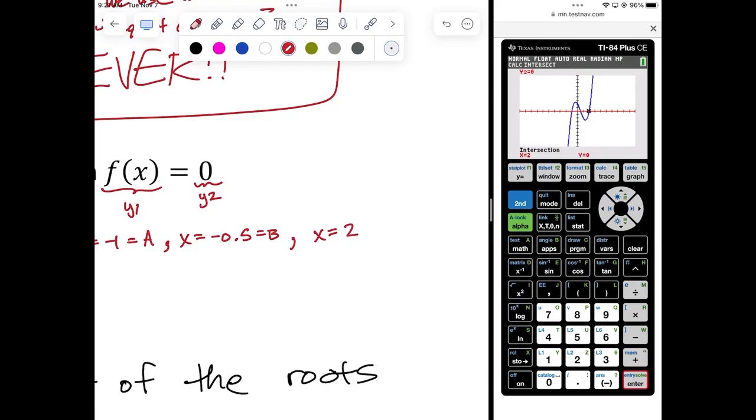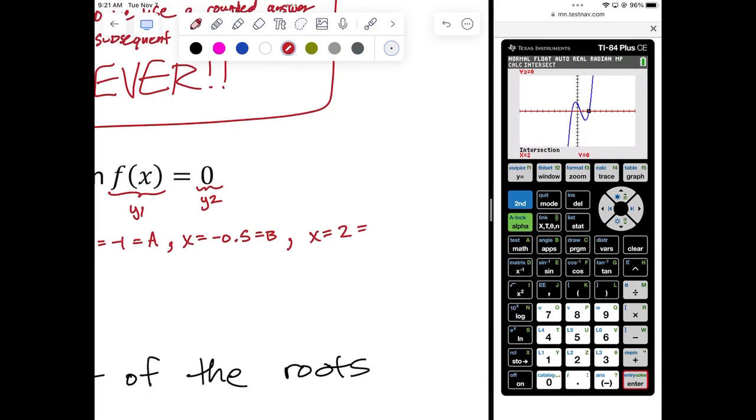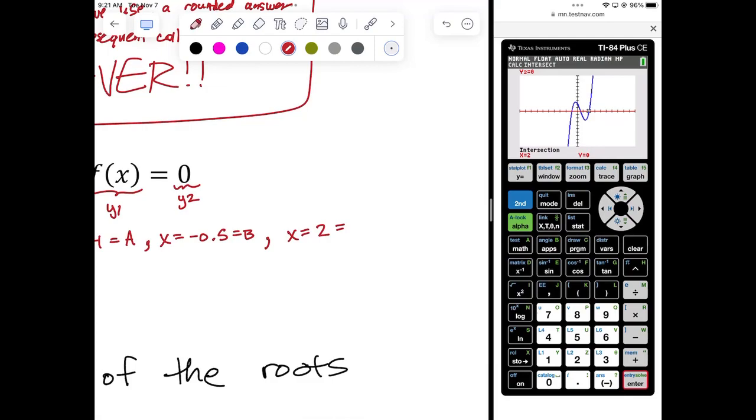And we get 2. And let's store that as what? What's the next letter in the alphabet? C. So I'm going to go to the home screen, second mode. And now I'm going to hit X, store, alpha C. Hit enter. And there they are. Got it? We're storing the X values as we find them as A, B, C, whatever letter we want.